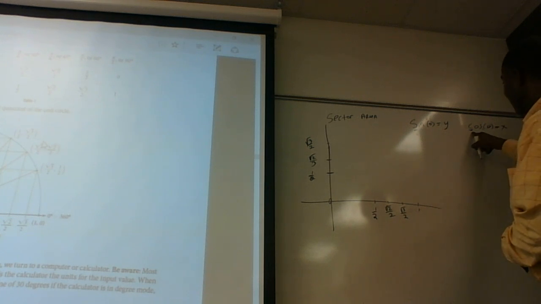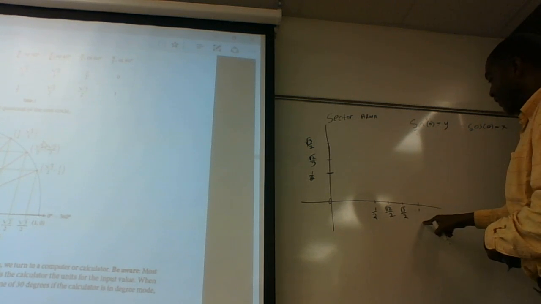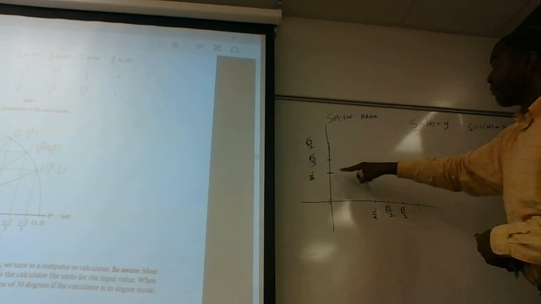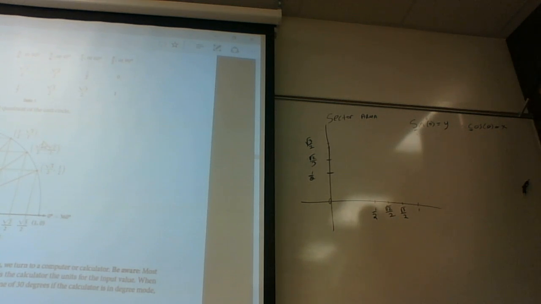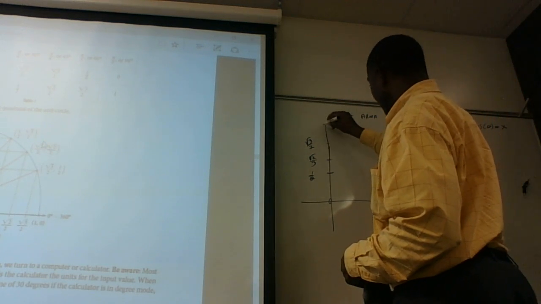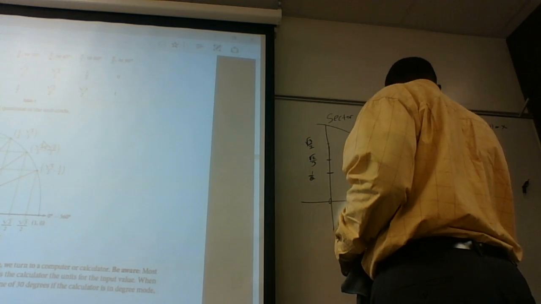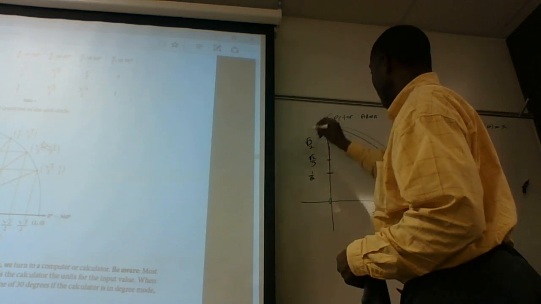So if I said, what's my sine? I'm looking at my y values. If I said, what's my cosine? I'm looking at my x values. Now, with that being said, let's go ahead and try to see how this is going to relate to what we want to do. And let's say this is my circle, or semicircle.